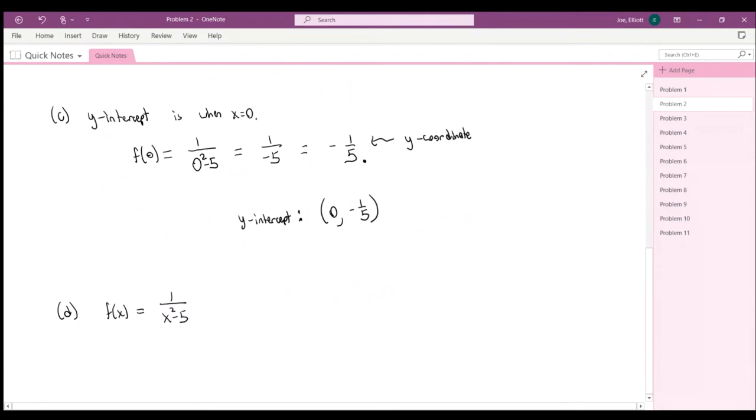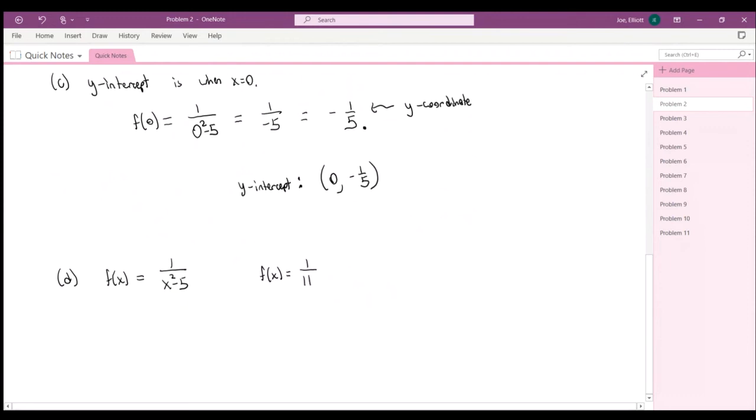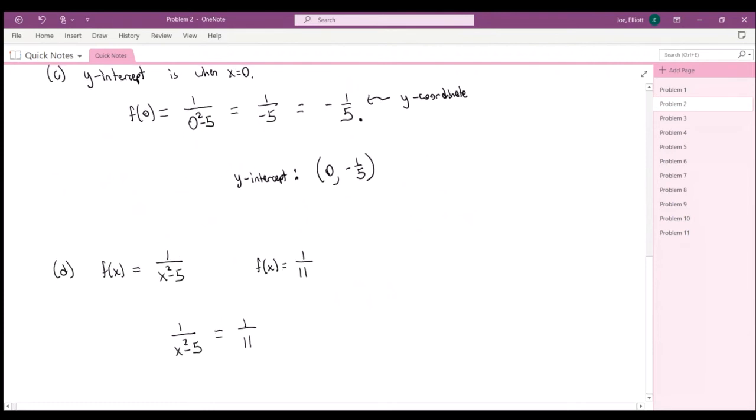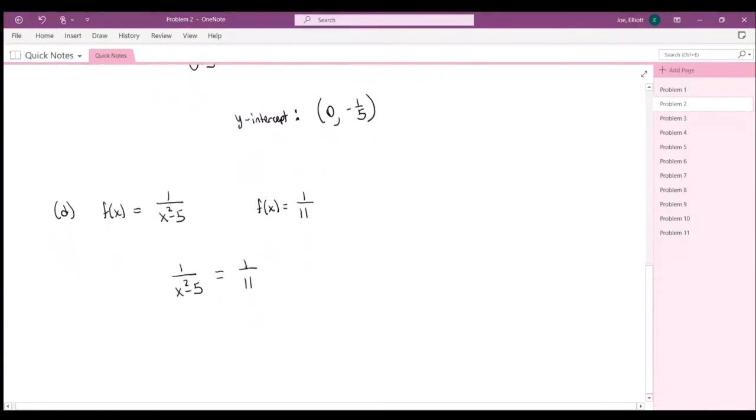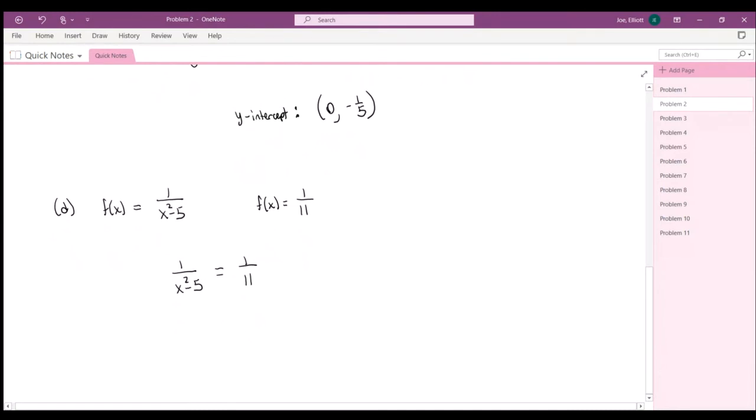So our function is 1 over x squared minus 5. We want to find the values of x for which f of x equals 1 over 11. So we can take our function and set it equal to 1 over 11, and then we want to try to solve for x, okay? So to solve for x, what would I do here? You could cross multiply and then solve for x.